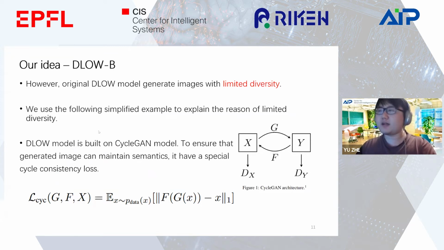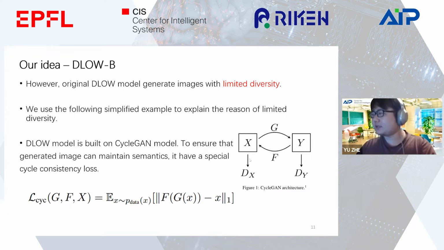However, empirically, we find the original DLO models have some limitations. That is, the original DLO models can only generate images with limited diversity. We will use the following simplified example to explain why this happens. The DLO model is built on the cycle-GAN model. An example of a cycle-GAN model is shown in the red figure. Here, X and Y are two different domains.